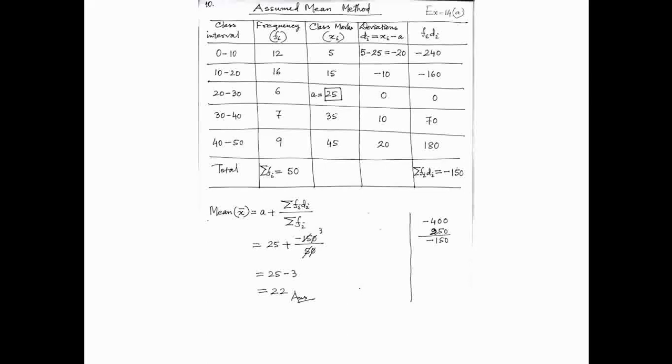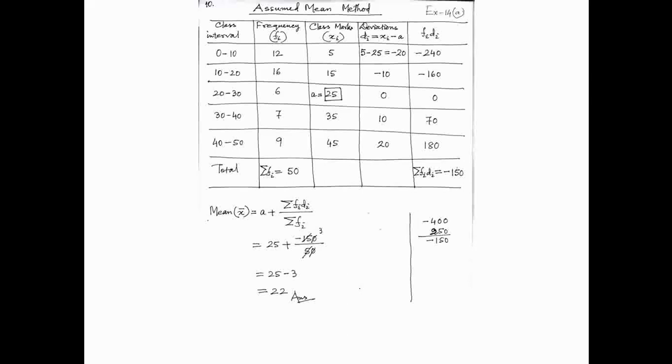Now you have to assume one mid value. In this class mark column, you see how many mid values there are: 1, 2, 3, 4, 5. Out of these 5, the middle one is a equal to 25. So suppose a equal to 25. Then you come to the next column, that is di equal to xi minus a. This is the formula of deviations.